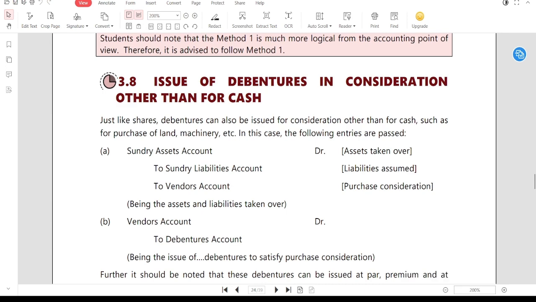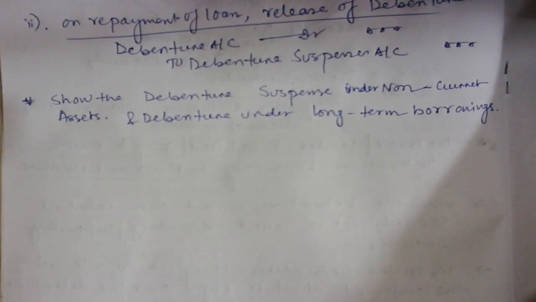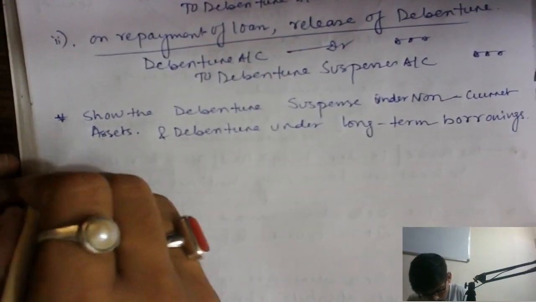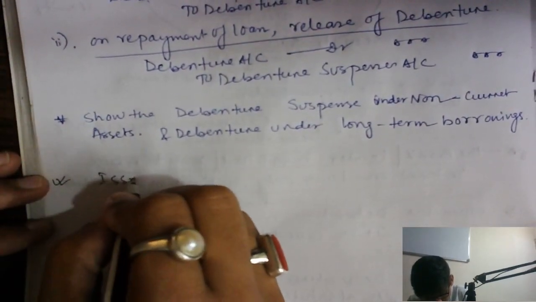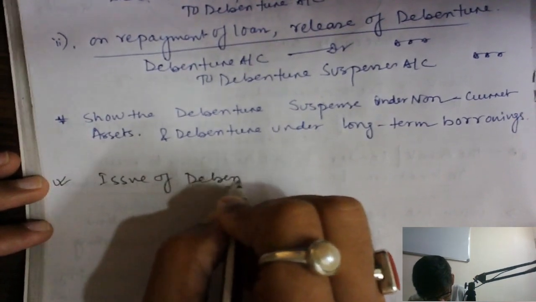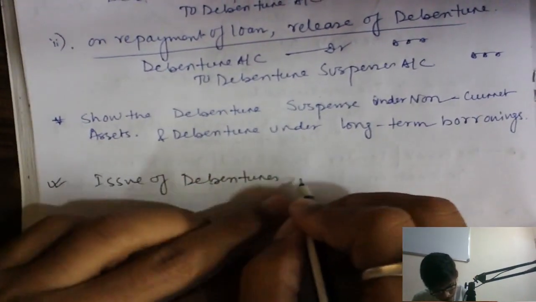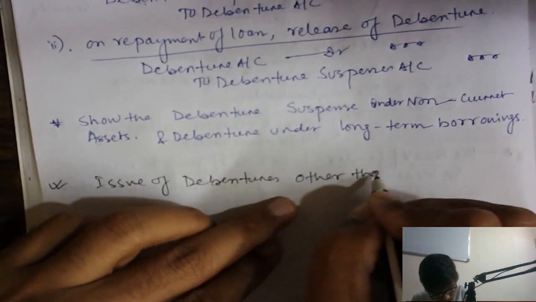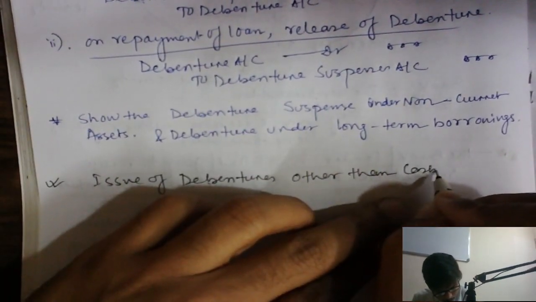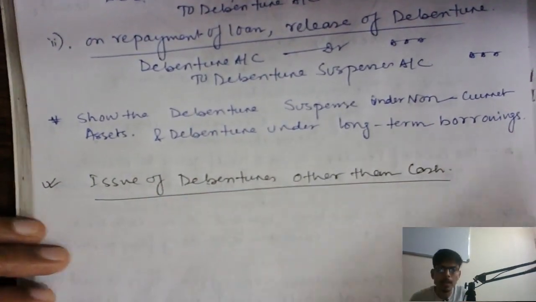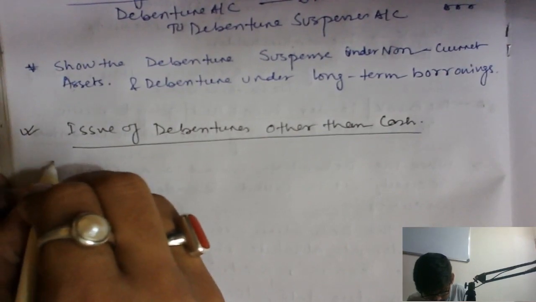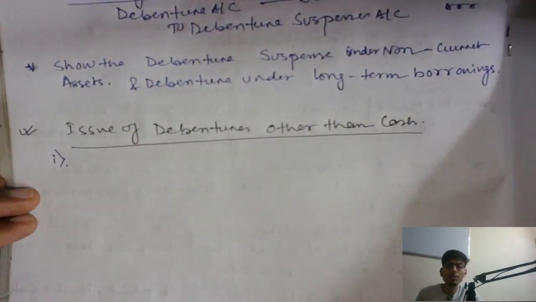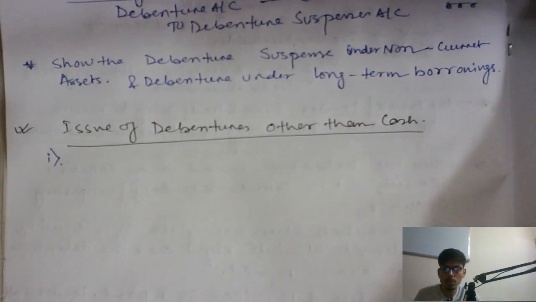Let's see first, what do we do here, I show you. First, issue of debenture other than cash. Issue of debenture other than cash. So when you issue the debenture other than cash, what do we need to do, have a look.